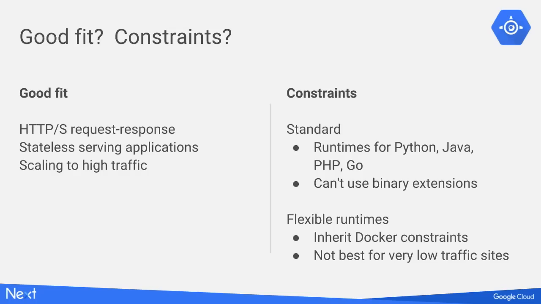Constraints-wise, the standard runtimes that we've had forever and we're going to keep working with, we just updated Java, continuing there, but we have runtimes for Python, Java, PHP, and Go. These are very constrained fixed runtimes, so you can't add new binaries to it, for example. In return, you get very fast performance out of it. The flexible runtimes have whatever constraints are inherent in Docker. It's HTTP focused in this context.